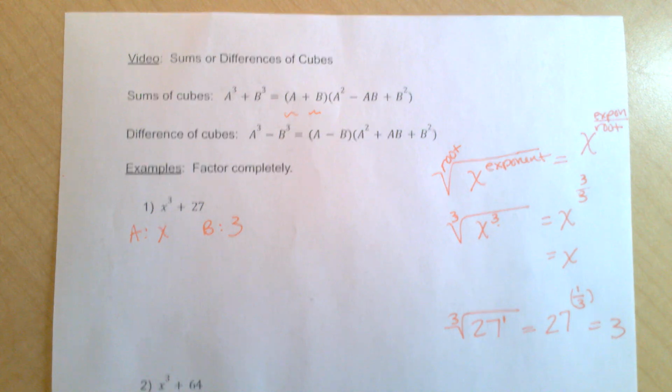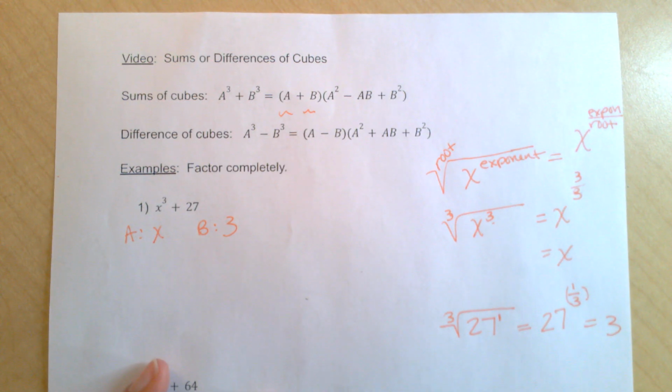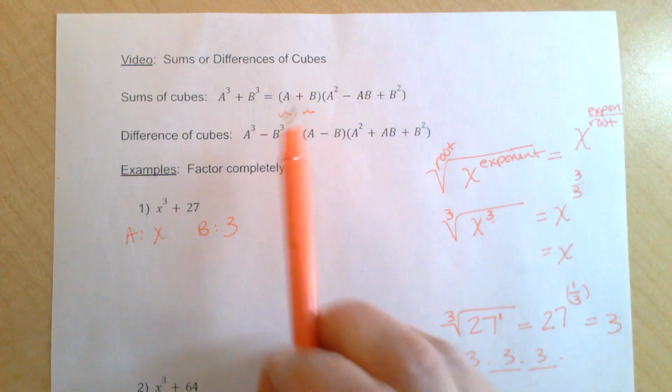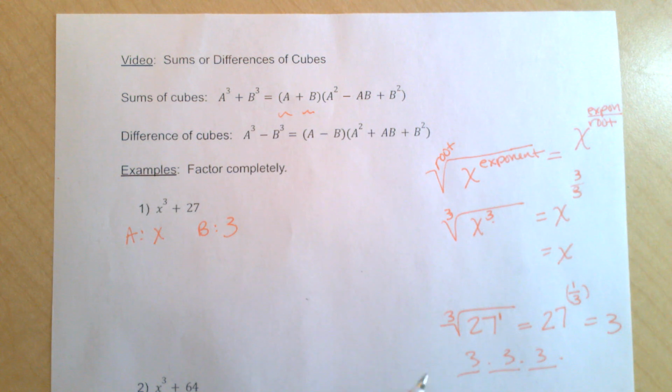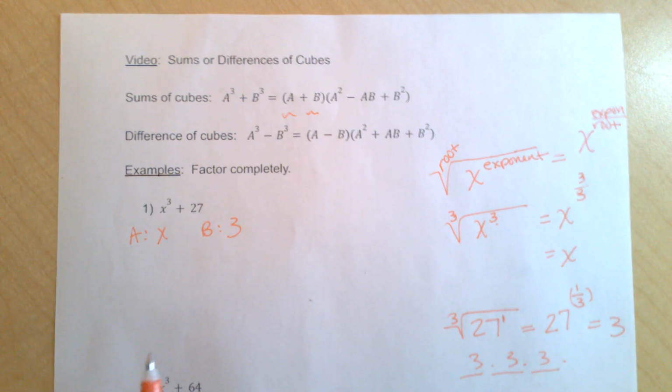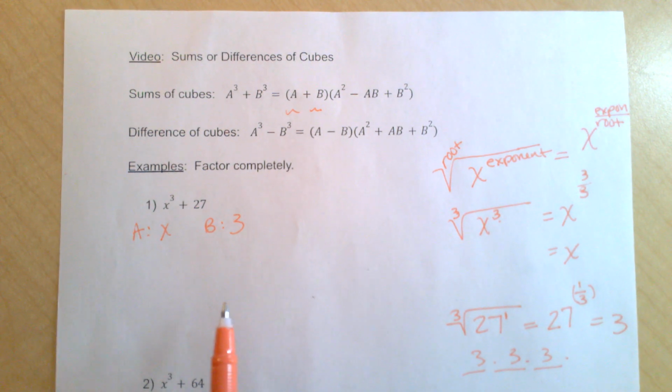Our b is 3. Or we can think about it as what number times itself three times gives you 27. And so that number would be 3. 3 times 3 times 3 is 27. So either way you want to think about it, you can find what our A and B are. I just wanted to give you some options. Sometimes people can just see it, and that's absolutely fine.